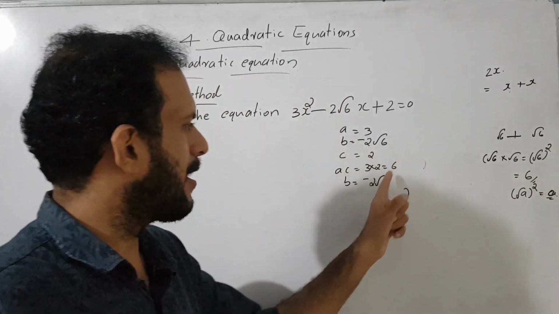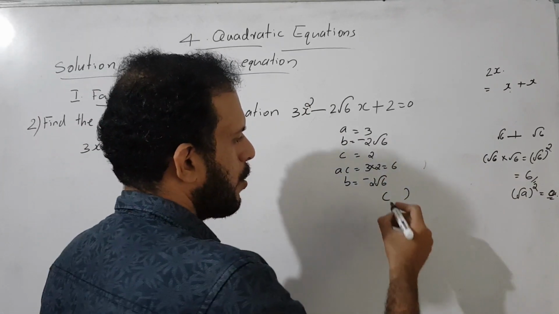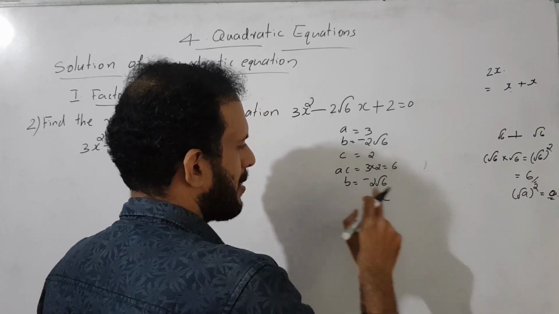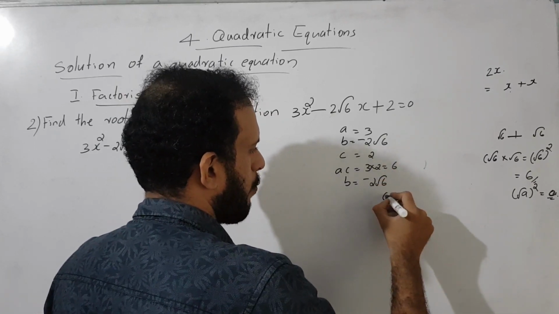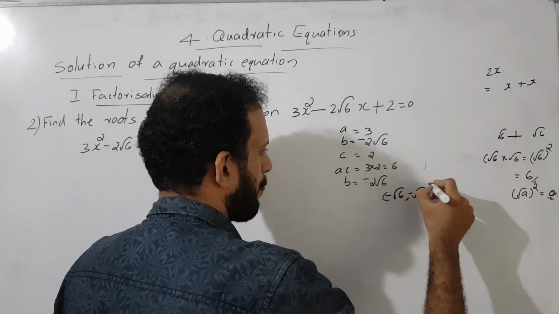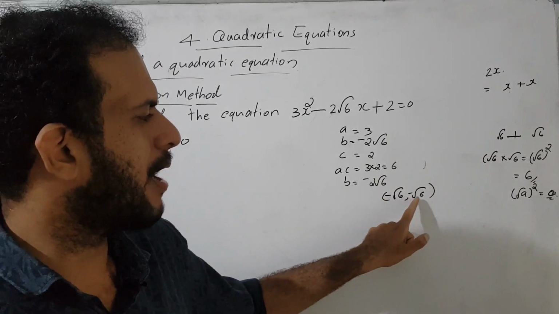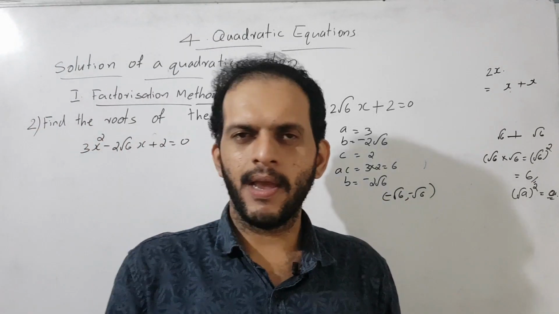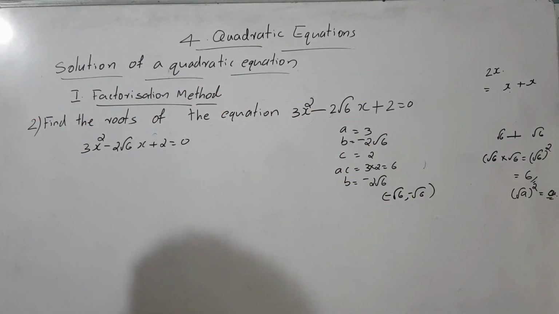So both conditions are satisfied when we take the pair √6 and √6. But here the sum is negative and the product is positive, so both are negative. Then what are the pairs here? Minus √6 and minus √6. Okay, I think you got this idea. So next we change the idea.